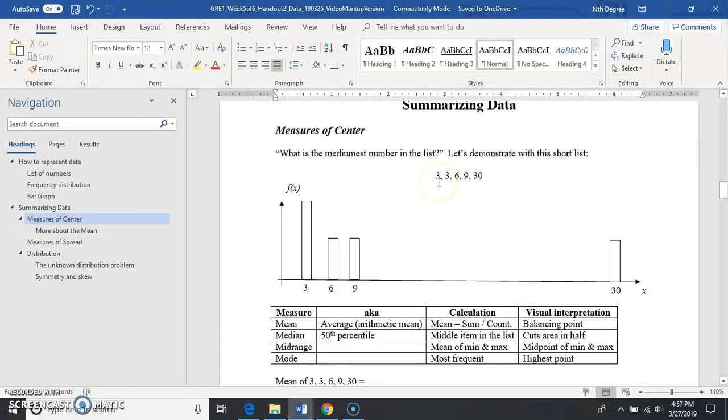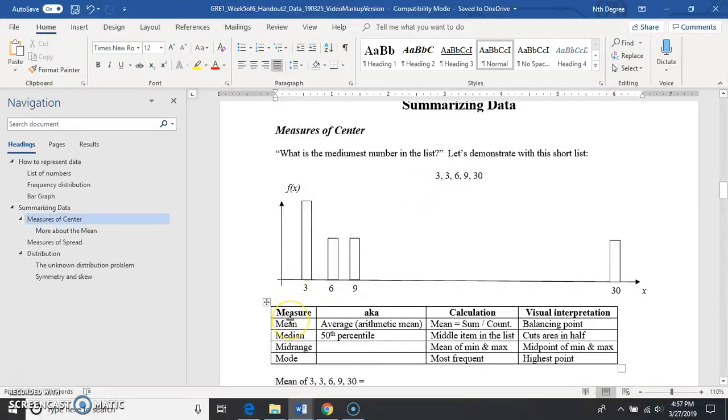The data that we'll be using for our demo will be this very short set: 3, 3, 6, 9, 30. I've drawn a histogram or bar graph of that here. You can see the numbers 3, 6, 9, and 30, which are drawn out more or less to scale on the x-axis. You'll also notice that the 3 bar is twice as tall as the others because 3 appears twice as often as the others.